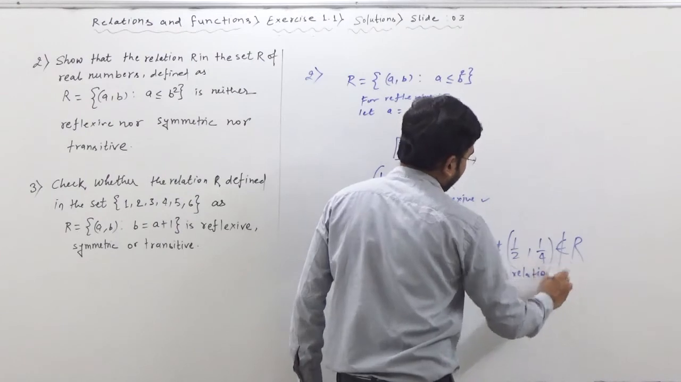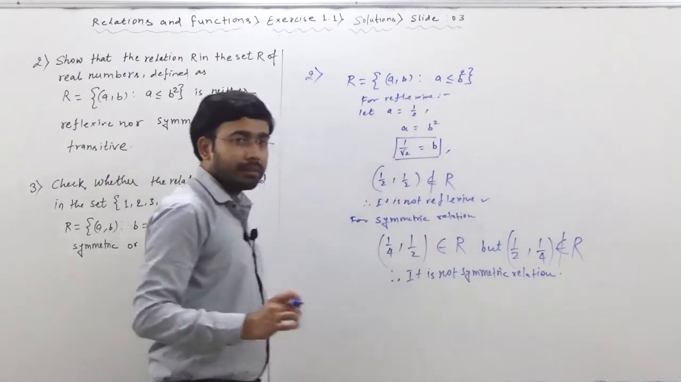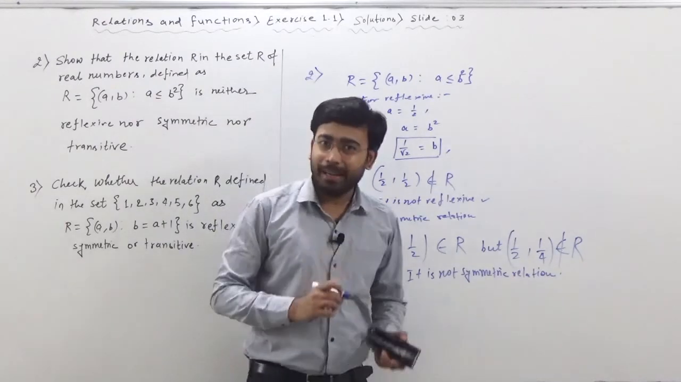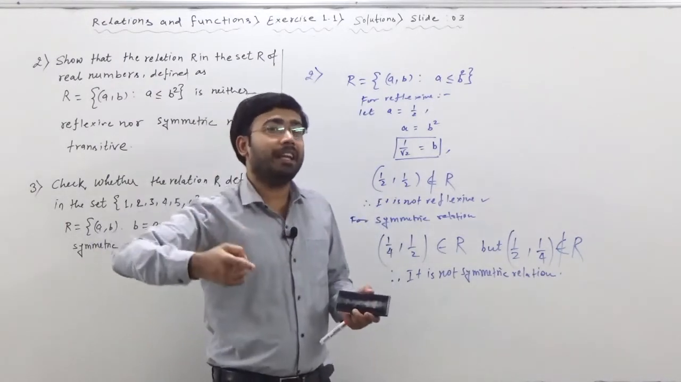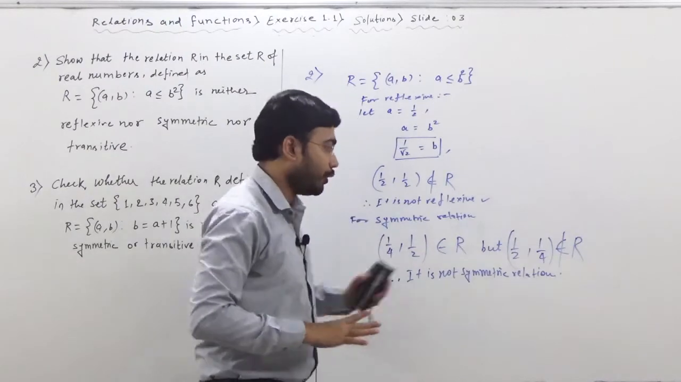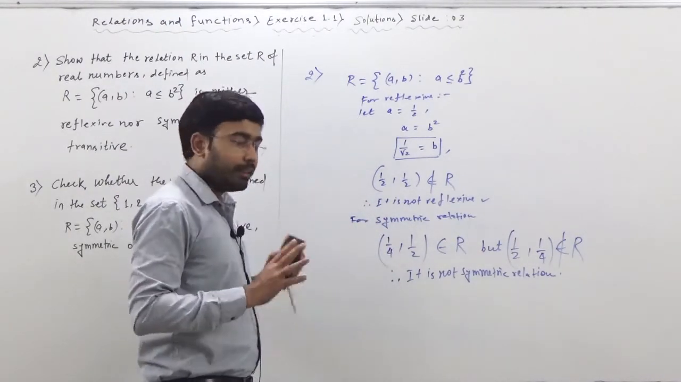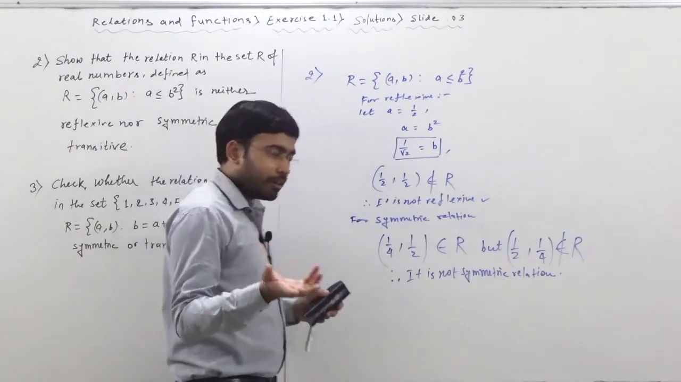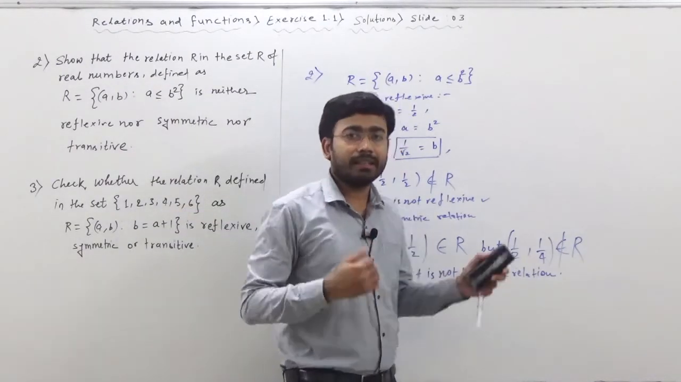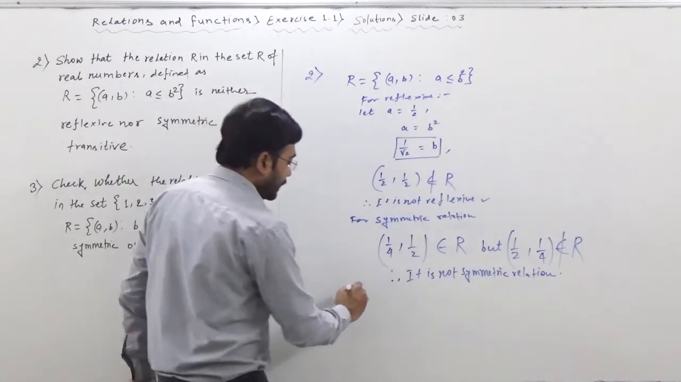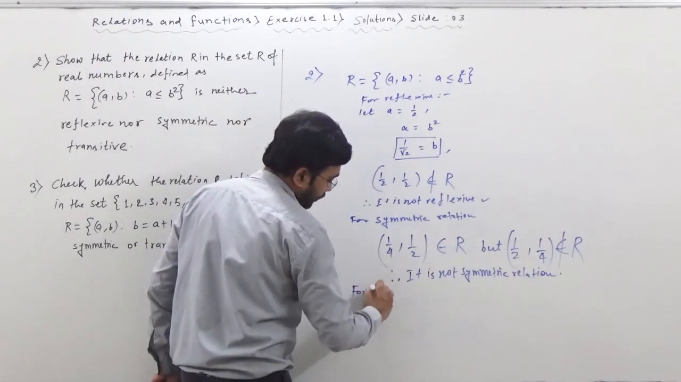And why are we concluding just by taking one example? Because symmetric relation means each and every element needs to satisfy, but if any one of the elements is denying, then the overall relation is going to be not that particular relation, whether it is a reflexive or symmetric relation. Similarly, we will check it for transitive relation.